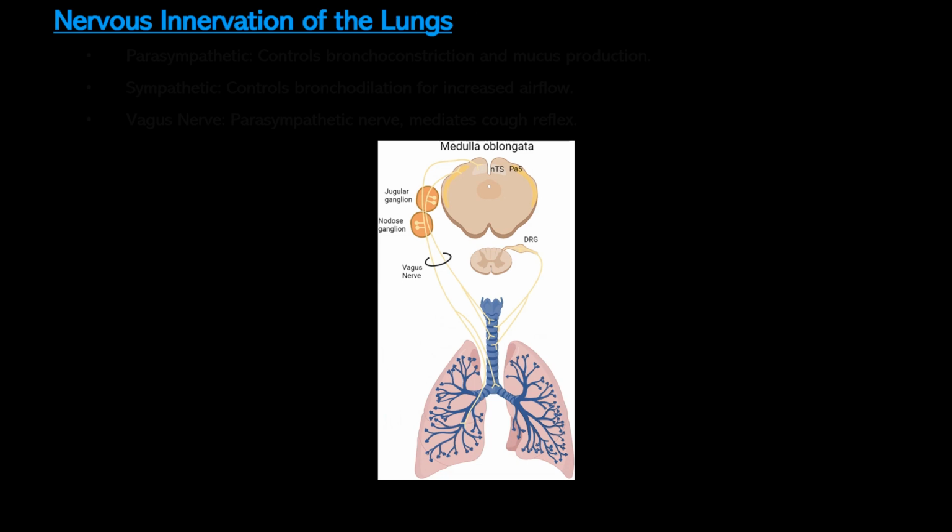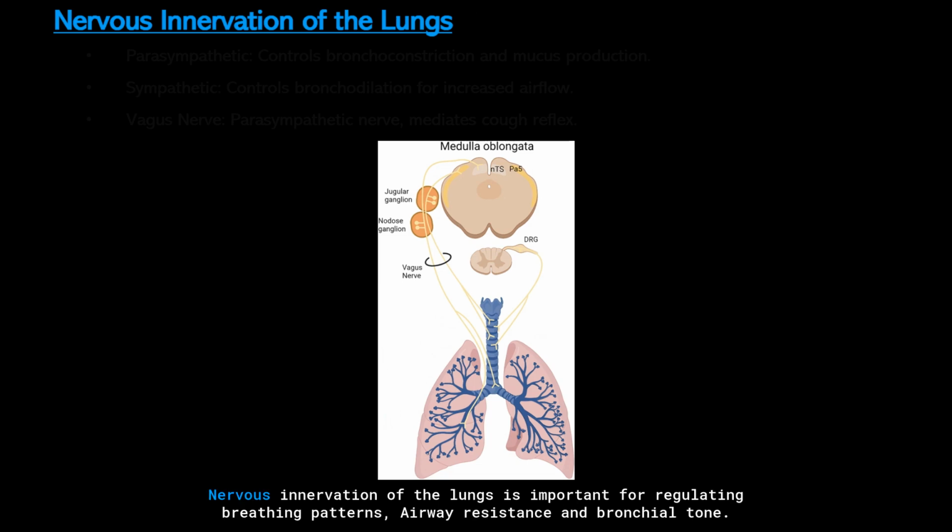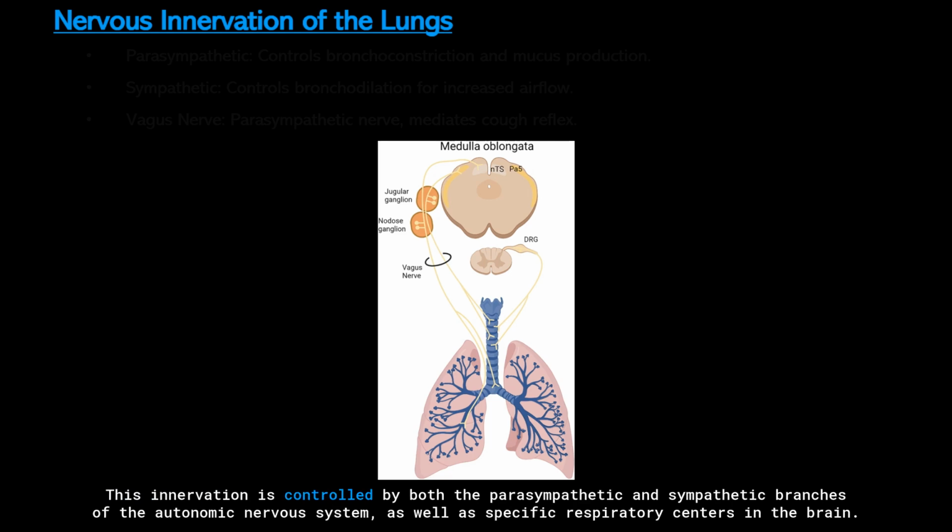Nervous innervation of the lungs is important for regulating breathing patterns, airway resistance, and bronchial tone. This innervation is controlled by both the parasympathetic and sympathetic branches of the autonomic nervous system, as well as specific respiratory centers in the brain.